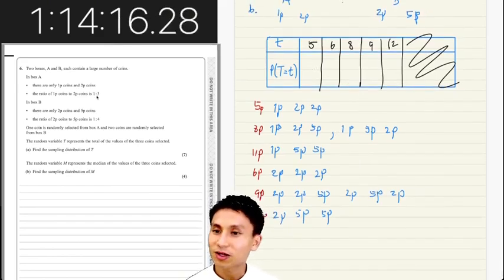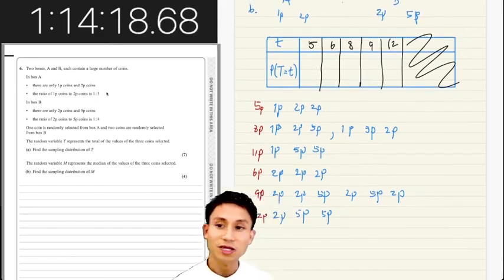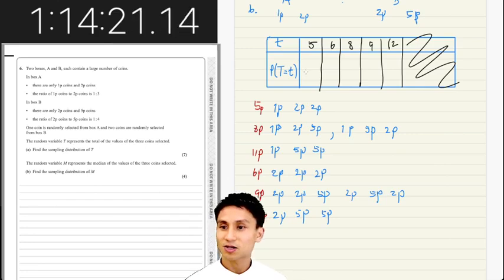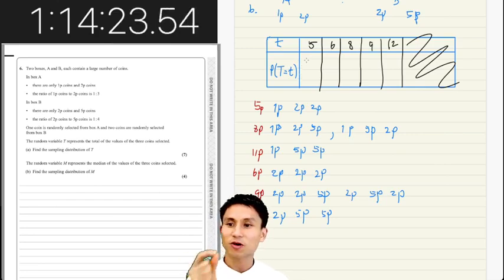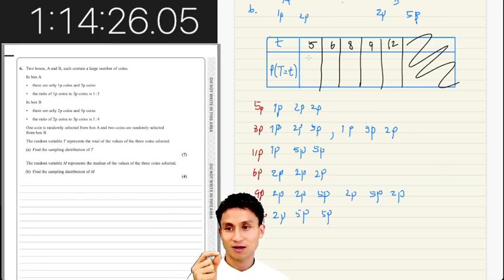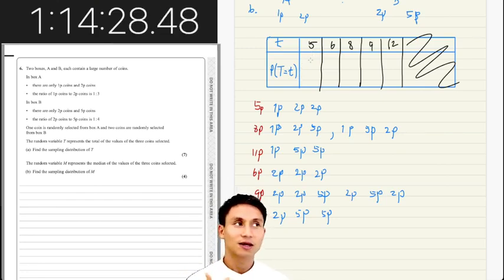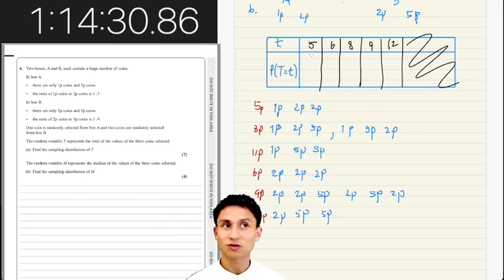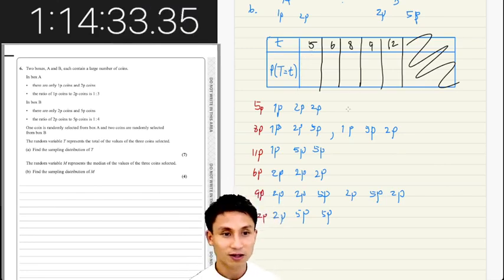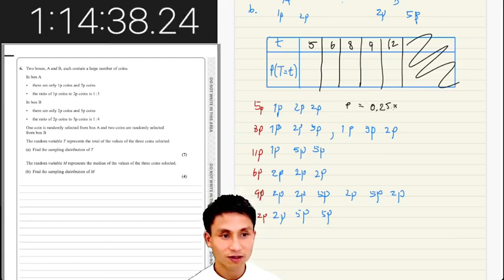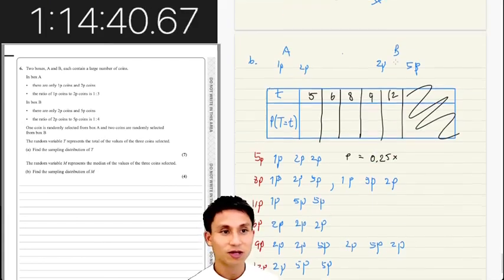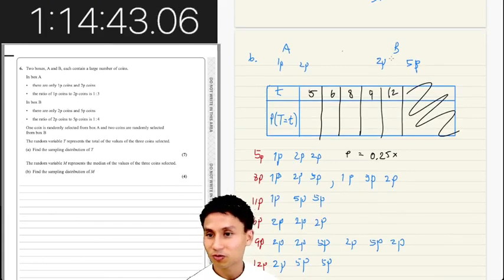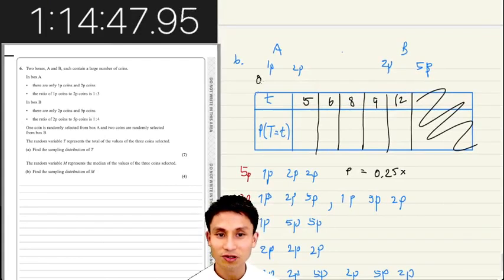Now, because we're given the ratio from each box, let's say, for example, from box A, the probability of taking a 1 pence coin would be a quarter, because that's 1 to 3, so a quarter, 25%, right? So this will be probability equals 0.25 times 2 pence, and 2 pence from box B. I'm just going to do the probability here first. So this is 0.25 to 0.75.